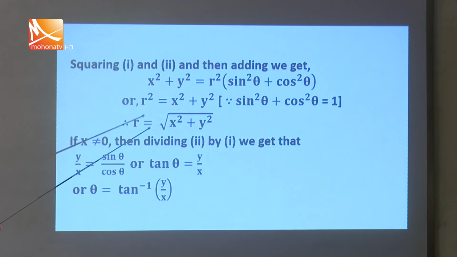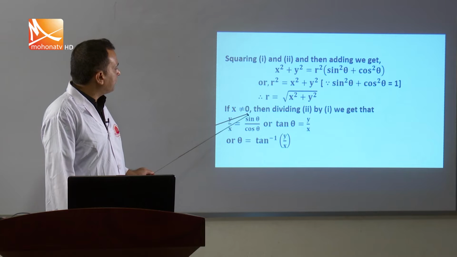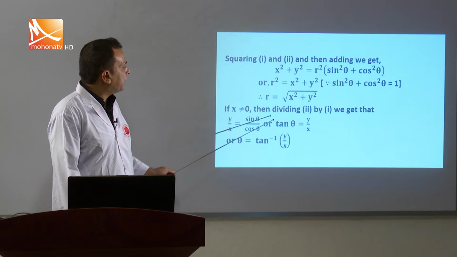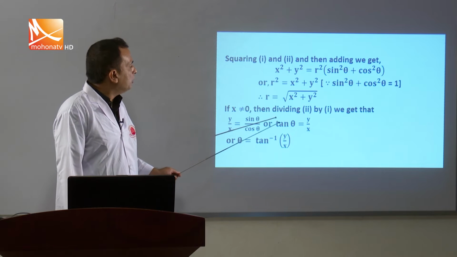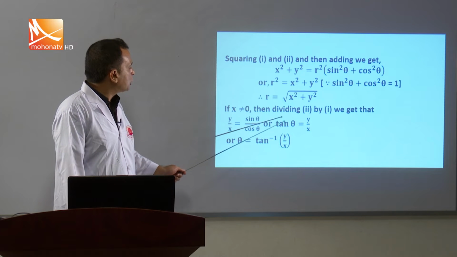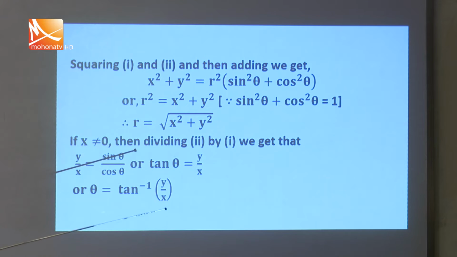If x is not equal to 0, then dividing 2 by 1 we get y by x is equal to sin θ by cos θ. We know that sin θ by cos θ is tan θ, so tan θ equals y by x. If we take tan from the left to the right, then it will be inverse. So θ equals tan inverse y by x. Okay.